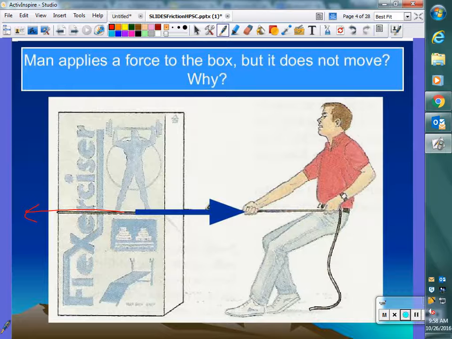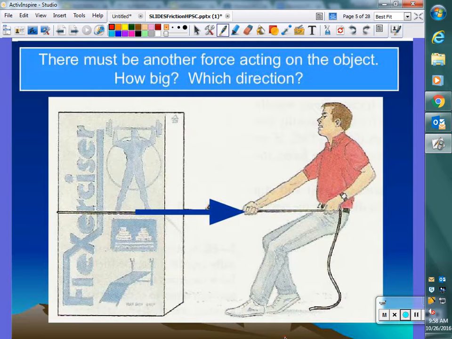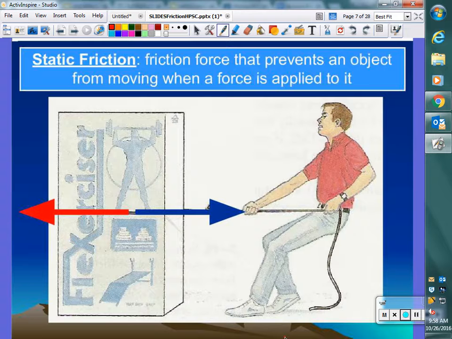Okay, so if this man applies force to the box, but it doesn't move, why? Because there has to be another force acting on the object. And we said it has to be how big? Equal, and in which direction? Opposite. And we refer to that force as static friction. Right? Static friction is a frictional force that prevents an object from moving when a force is applied to it.